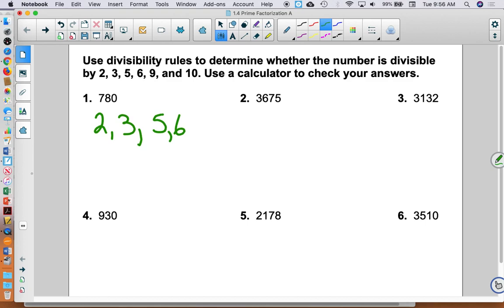What about, is it divisible by 10? Thumbs up, yes. Thumbs down, no. Connor? Yes, I agree.